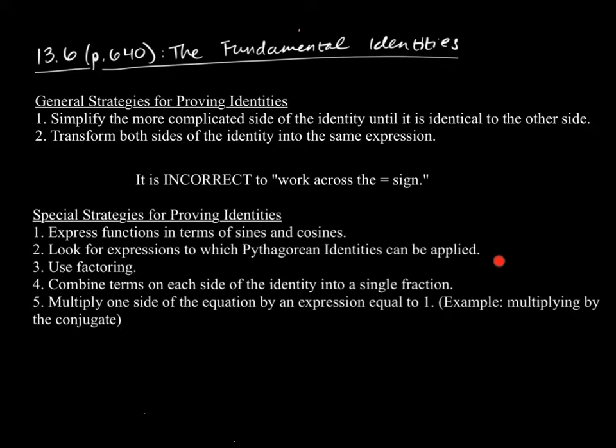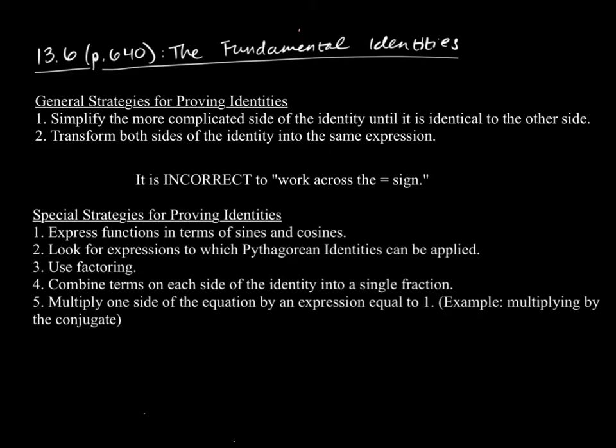Second, look for expressions to which Pythagorean identities can be applied. So that's sine squared x, cosine squared x, those ones, okay, from the last lesson. Third, use factoring. Factoring's your best friend sometimes, okay? So keep that in mind. If you see something you can factor, try and factor it.